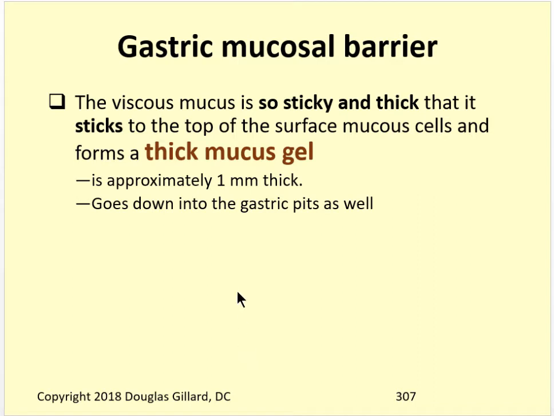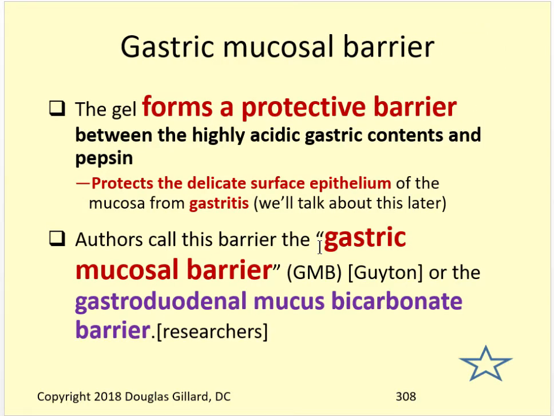Now, this should have a star. Gastric mucosal barrier. You can put a star. It's super, super important. That's what protects your stomach from ulcers and from gastritis. It's so thick that it sticks to the top of the surface mucosal cells. It doesn't clog up the pits, so the gastric pits are still open. It just hugs the top of the epithelium and dips down with the gastric pits. This GMB, this gastric mucosal barrier, is about 1 millimeter thick.